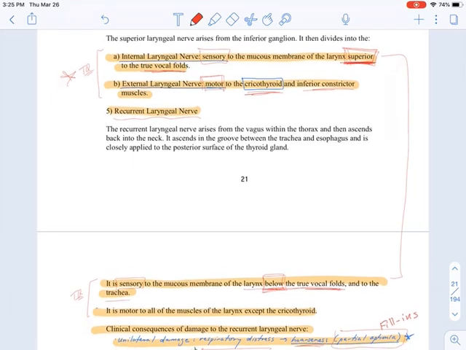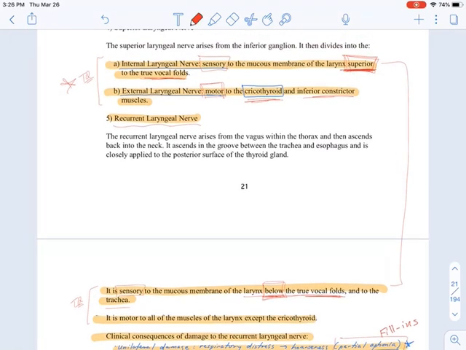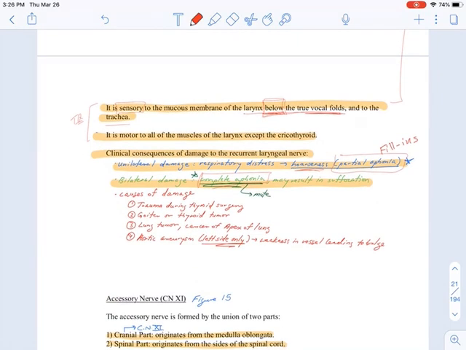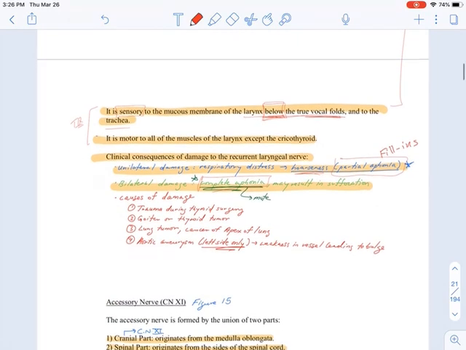So make sure you hit this section here, just be thorough with this section here. Make sure you understand the different branches of our laryngeal nerves here. Again, recurrent laryngeal is motor to all muscles of the larynx except the cricothyroid. I think we talked about that in our last one.